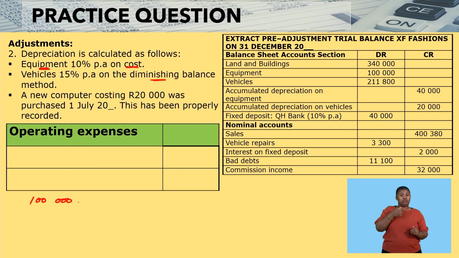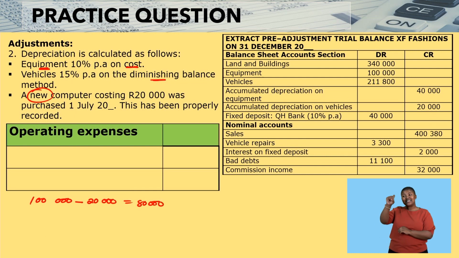We cannot just come here and say multiply by 10 over 100, multiply by 12 over 12, because a computer costing 20,000 has been added to our equipment. So we can't consider it to be in the business for 12 months. So we need to take it out, and then we subtract 20,000. So we will now have 80,000. The 80,000 becomes the old, the one that we had from the beginning is the old.